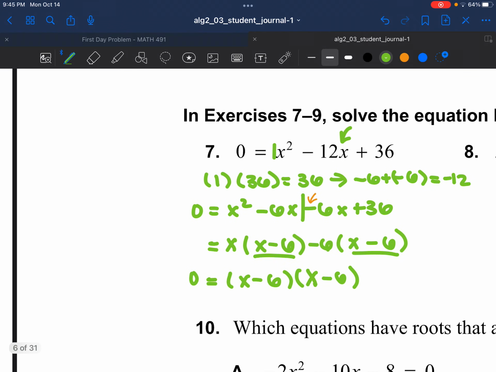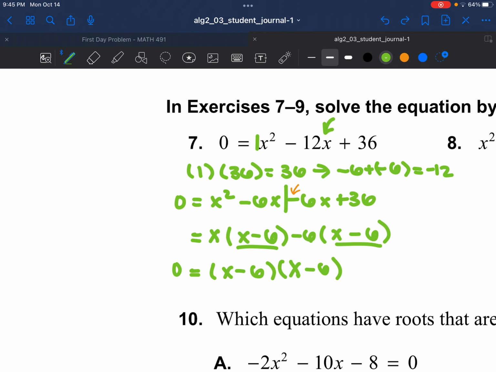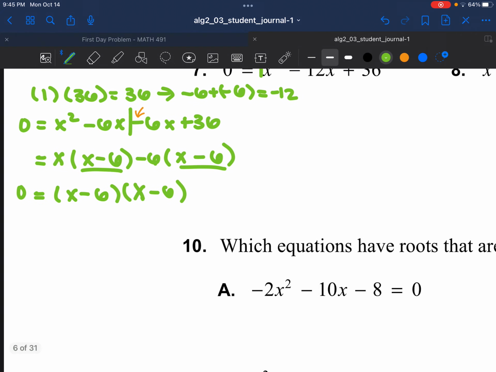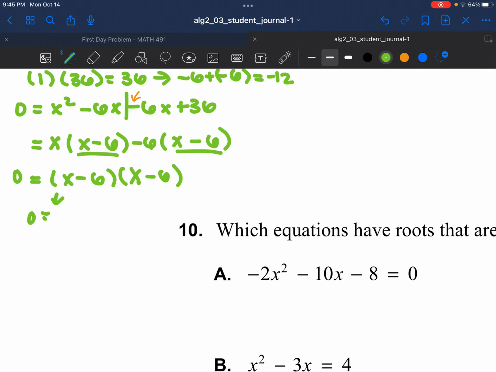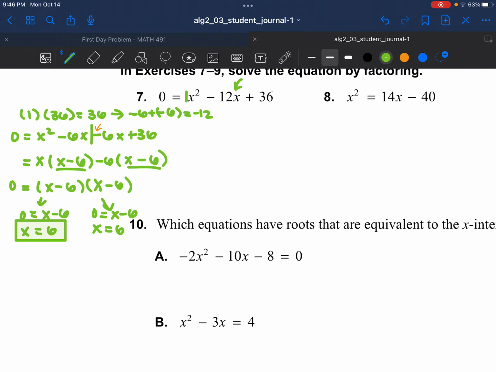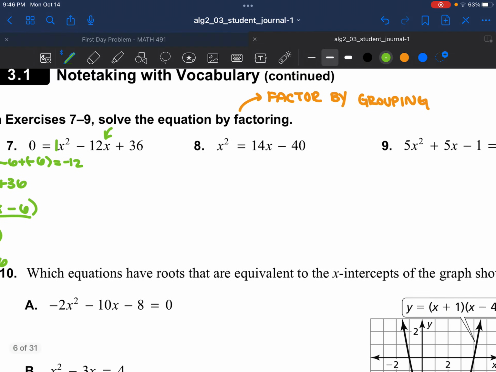Then we have to set each factor to 0. So I'm going to do that over here. That's going to be 0, and here I'm going to move all of this over to make room. Okay, so it's going to be 0 equals x minus 6. That means that x is equal to 6, and this will yield the same result. So x equals 6 is a solution. And we're going to learn about multiplicity next chapter, and that's why we have two of the same zeros.